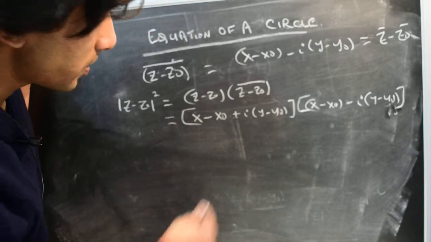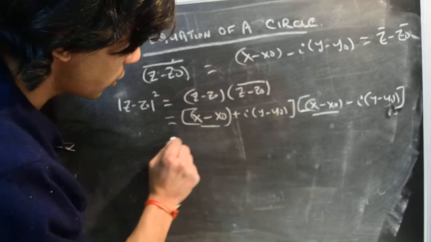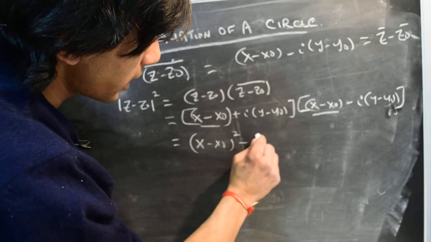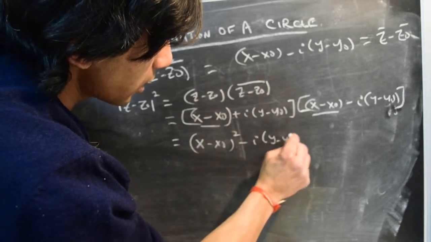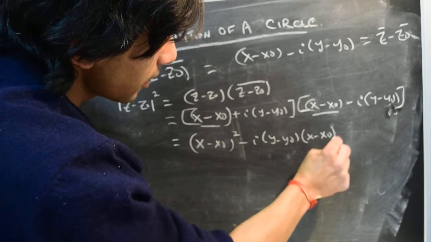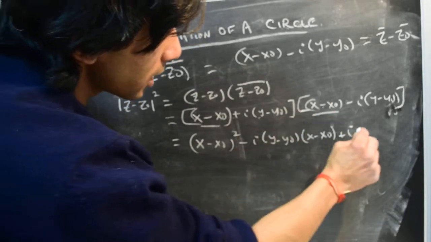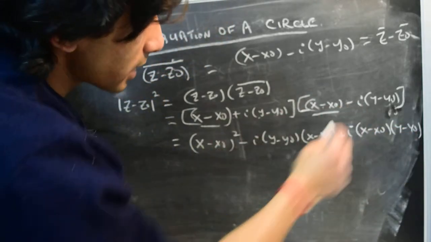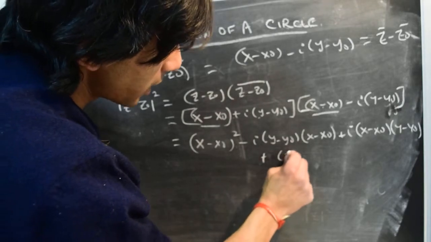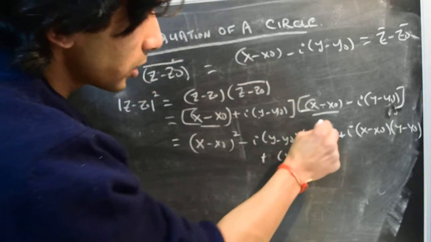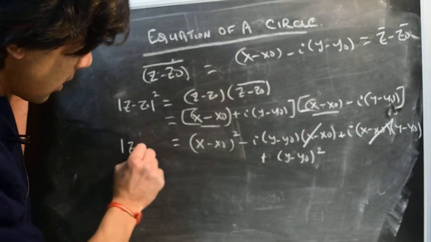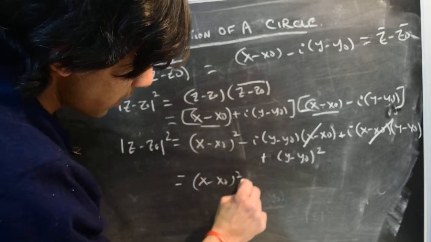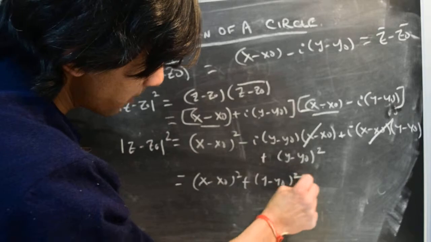And then if we simplify the algebra, we have x minus x0 squared multiplying these two terms, then minus i times y minus y0 times x minus x0, then plus i times x minus x0 times y minus y0, and then minus i squared, which is plus 1, y minus y0 squared. So these two cancel out, and we are left with the expression x minus x0 squared plus y minus y0 squared.